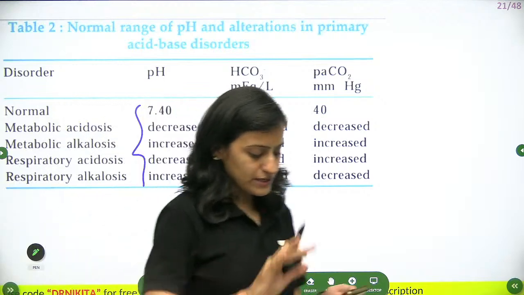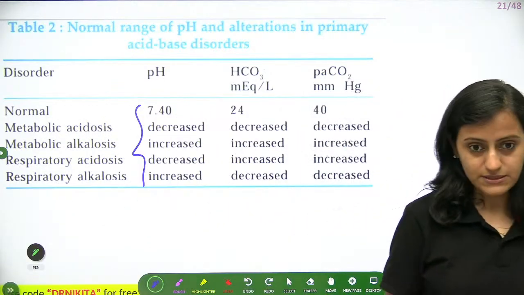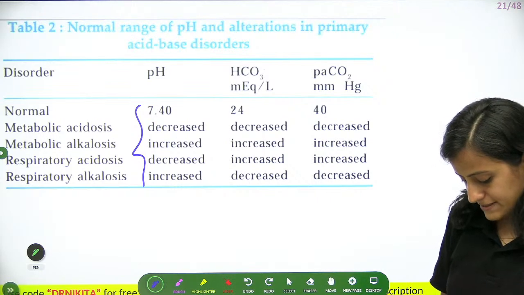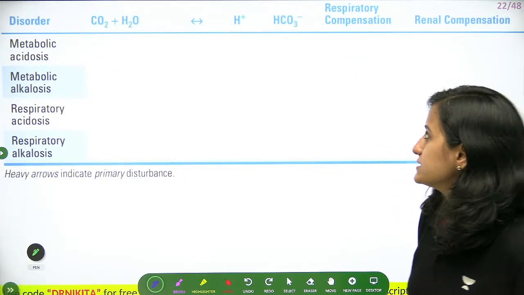Give me a quick thumbs up if this is clear with everyone. This is the table which is given with the values. Very, very important. A quick thumbs up so that everyone is clear with this. Right, okay. Now let's go to the next one.